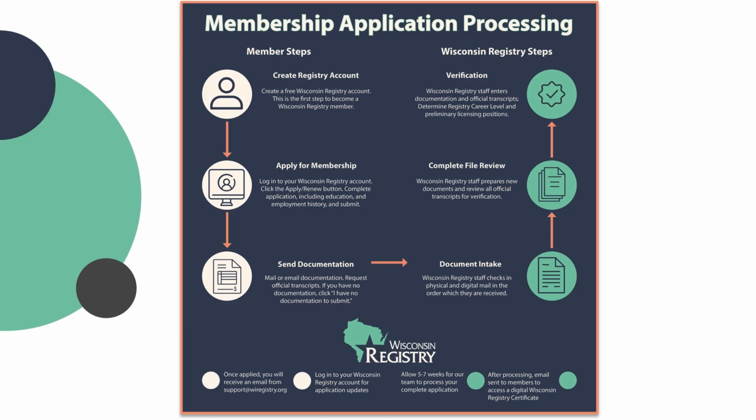The verification is our data entry step, where we are verifying any new information and reviewing previously verified information. At this point, we also determine preliminary position qualifications and assign a registry career level. After these steps are completed, the membership application is finalized, and you can view and download your registry certificate of achievement.